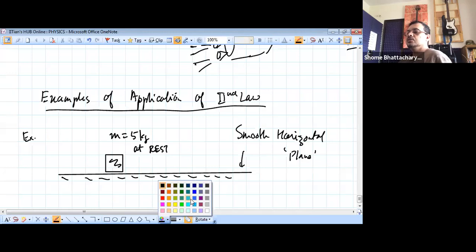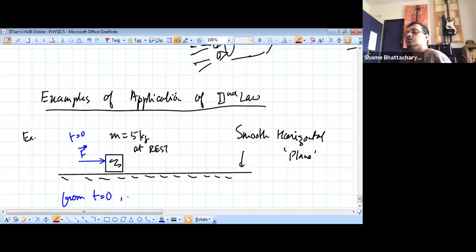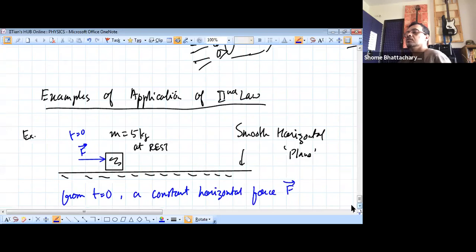Now from the time t equal to 0, the moment we start our stopwatch, a constant horizontal force acts on it along the x-axis like this. So from t equal to 0 onwards, a constant horizontal force F is applied by some external agent.